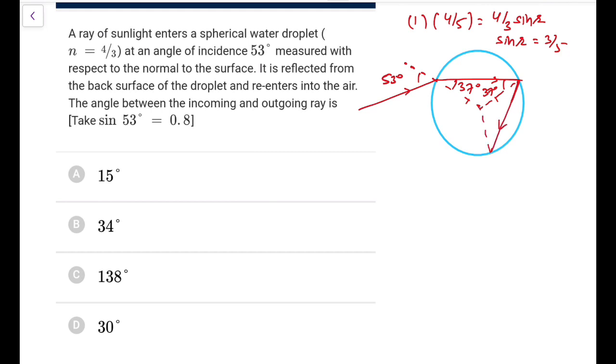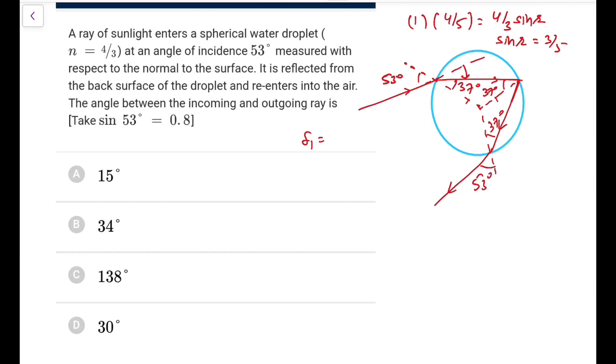So again this angle would be 37 degrees. So again it is going from a denser to a rarer medium, so it will go like this, it would be 53 degrees finally. And it re-enters the air. The angle between the incoming and outgoing ray will be, so what you will have, at the first interface it is deviated in the clockwise sense.